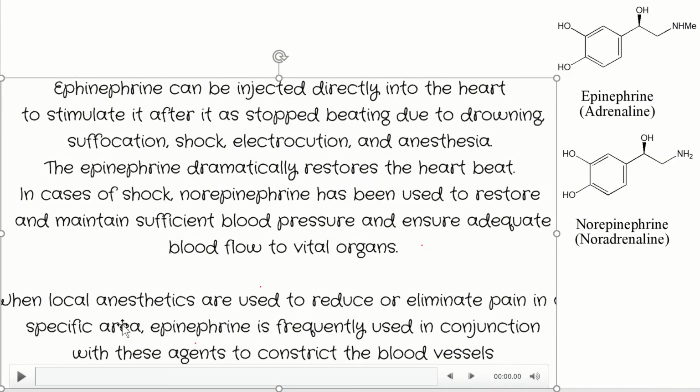All right, great. So when local anesthetics are used to reduce or eliminate pain in a specific area, epinephrine is frequently used in conjunction with these agents to constrict the blood vessels. So just FYI, to have a general idea of the use of epinephrine in the real world, right? And we want to also look at the structure of epinephrine and norepinephrine that you should know.